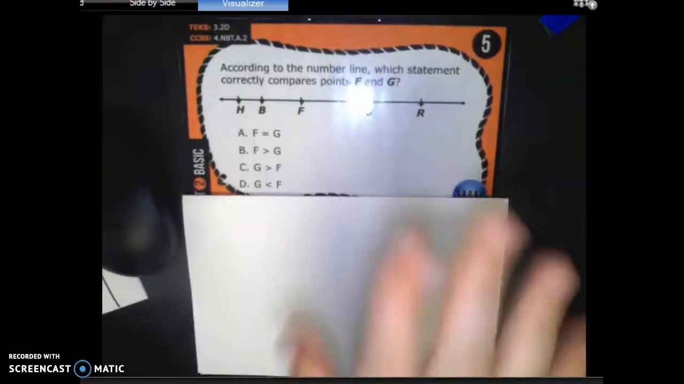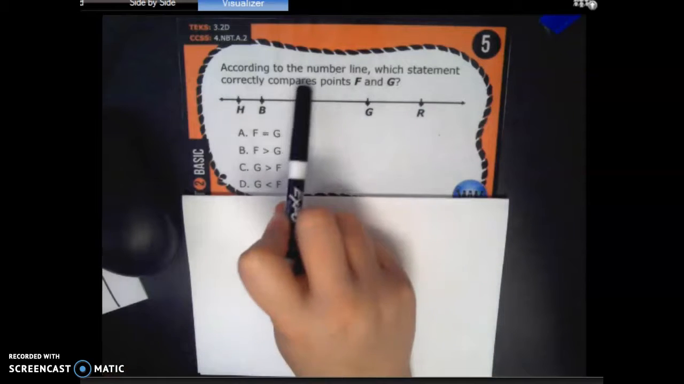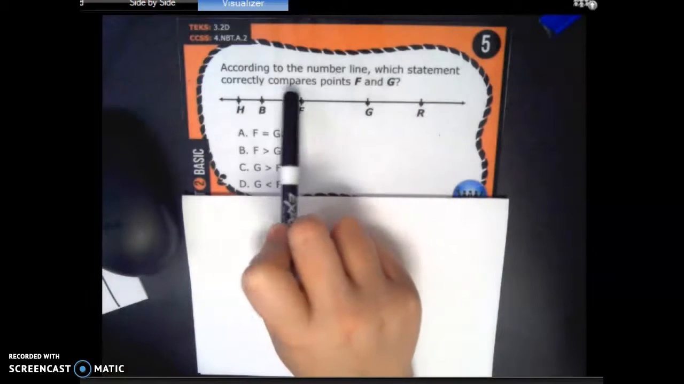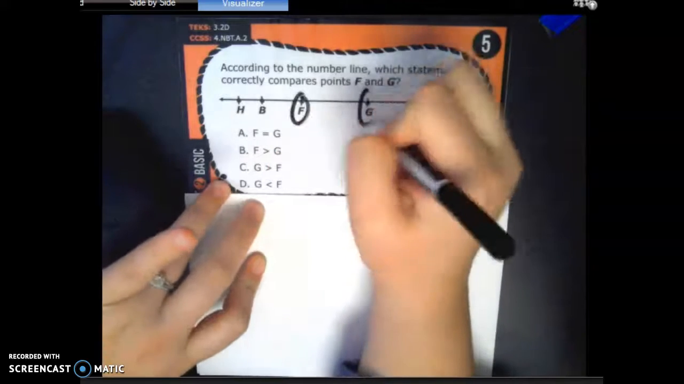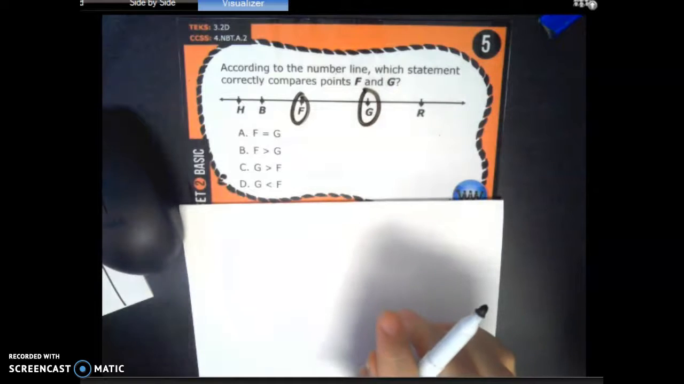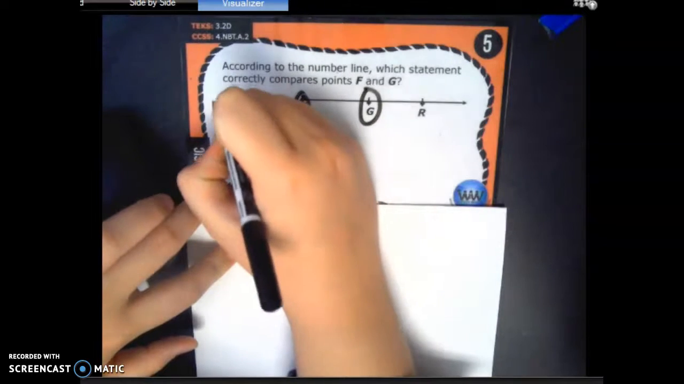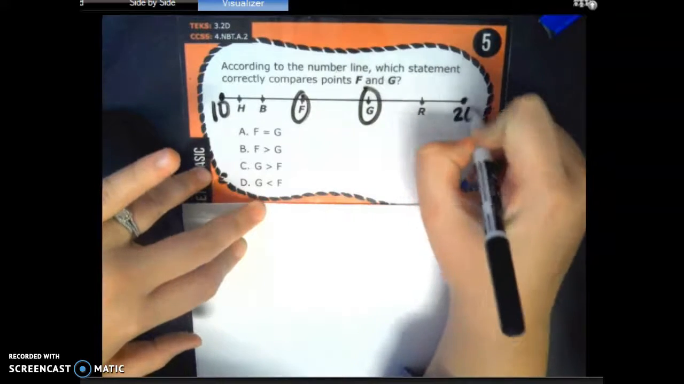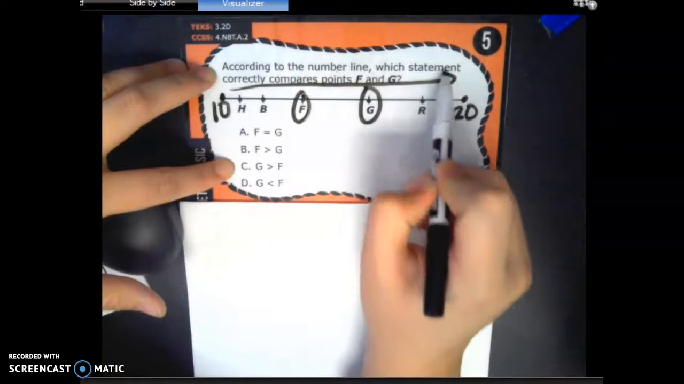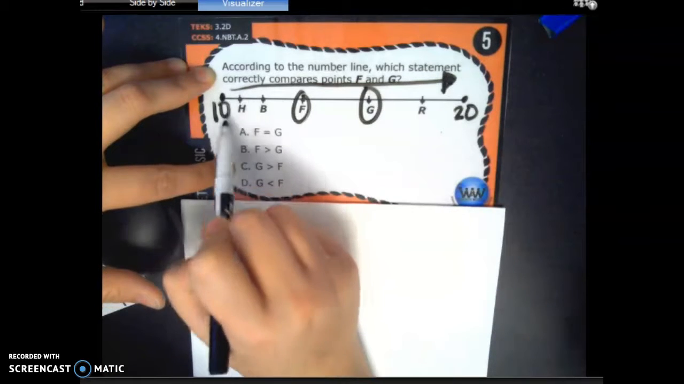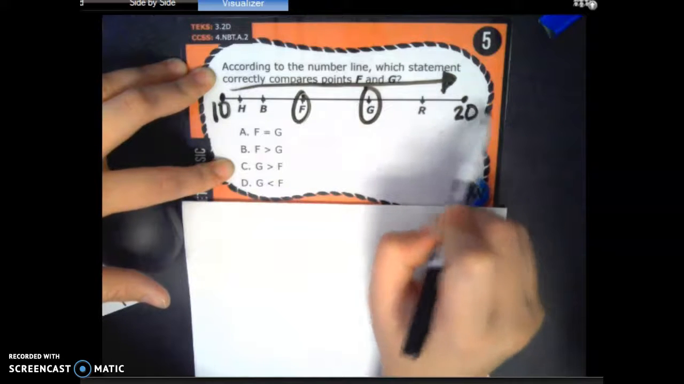This one doesn't have any numbers. This is just a number line. Let's look at this one. According to the number line, which statement correctly compares points F and G? Well, F and G. On a number line, let's pretend this was the number 10 starting point, and this is 20. So on a number line, you read your number line like this, right? This is going to be your smaller number here on the left, and as you move towards the right, this is going to be a bigger number.